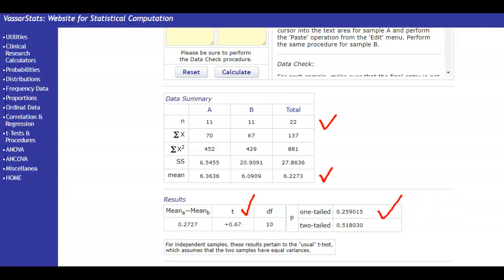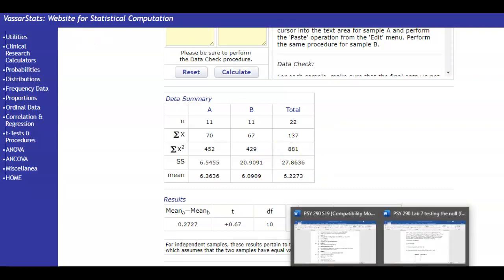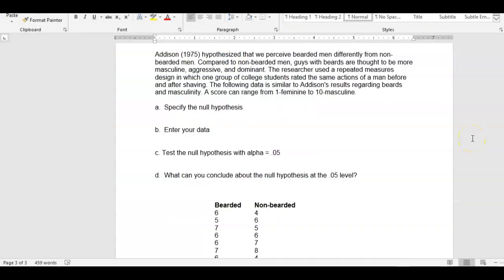I am not even 3/4 sure of my results. That is a lot of room for error, huh? Because it sure looks like I'm going to accept the null. I'm going to fail to reject the null. Same thing. There is no significant difference.